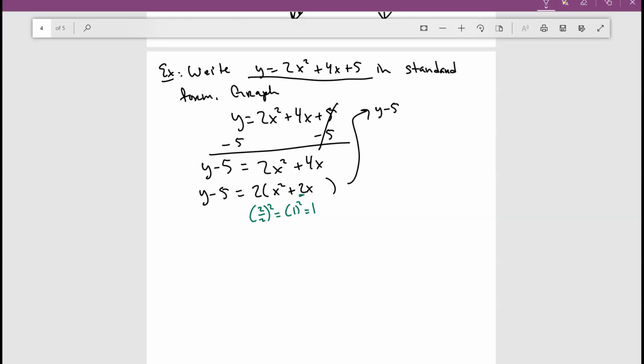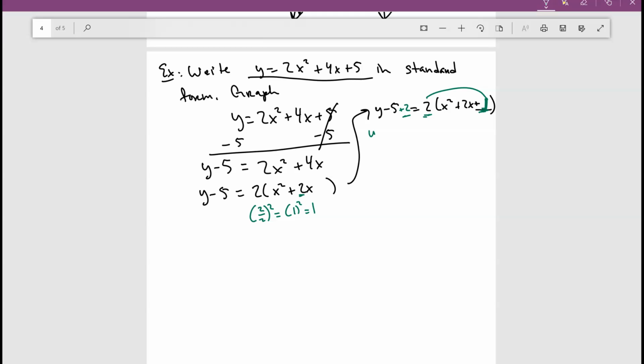Y minus 5 equals 2x squared plus 2x plus, what am I going to add? I'm going to add a 1. Now if I add a 1 here, I've got to add it over here. But notice that if I distribute this 2, there's a 2 outside, so when I distribute it, I actually have 2 times 1, which is a 2. So I have a 2 on the right-hand side. So over here, to compensate, I have to add a 2, not a 1.